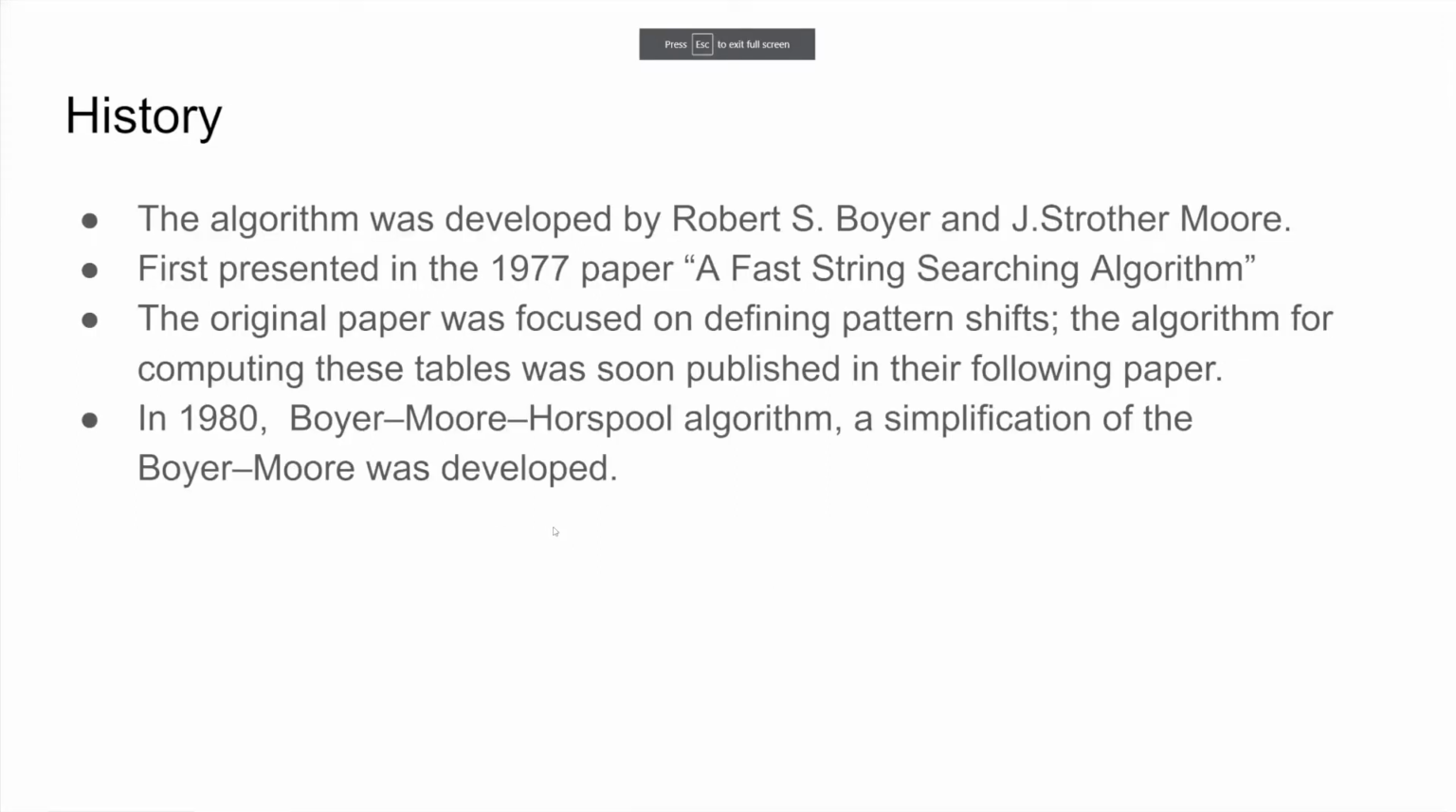Now let's discuss the history of the algorithm. It was first developed by Robert S. Boyer and J. Strother Moore, and the algorithm was first presented in the 1977 paper, A Fast String Searching Algorithm. But the original paper was actually focused on static tables for computing pattern shifts, but it didn't provide much of an explanation of how to produce them. But the algorithm for producing these tables, later known as the Boyer-Moore algorithm, was published in a follow-up paper.